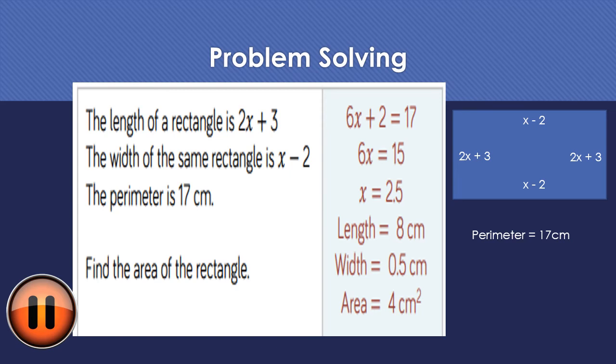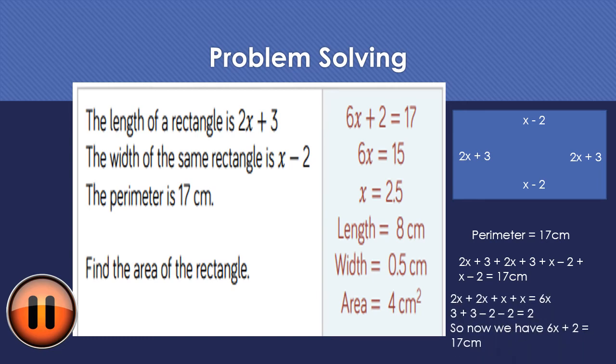So we need to find the value of x, and the way to do that is that we'll need to group together all of the x's. So we're going to add together 2x, and then we add that to the other 2x, and then we add that to the other x and the other x, which we know is really 1x and 1x. So 2x plus 2x plus 1x plus 1x gives us 6x.